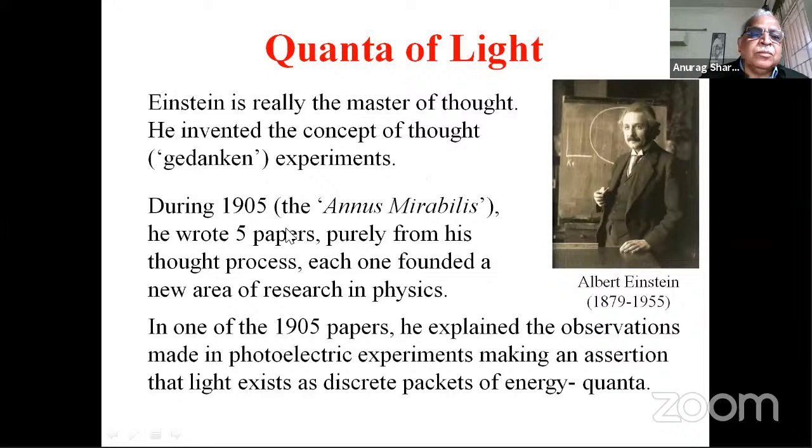During 1905, which is known as the Annus Mirabilis, that means Year of Miracles, he wrote 5 papers. We all know this probably, purely from his thought process. Each one founded a new area of research in physics, and each one could have got him a Nobel Prize independently. In one of these 1905 papers, he explained the observations made in the photoelectric experiments, making an assertion that light exists as discrete packets of energy, which are called quanta.